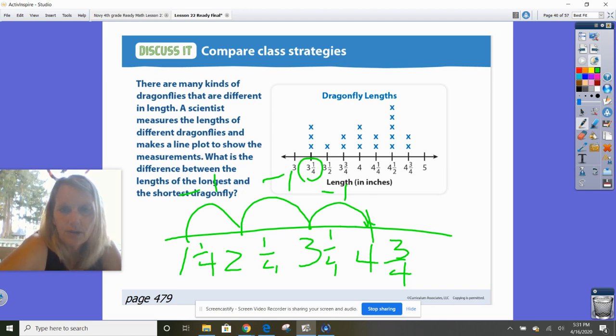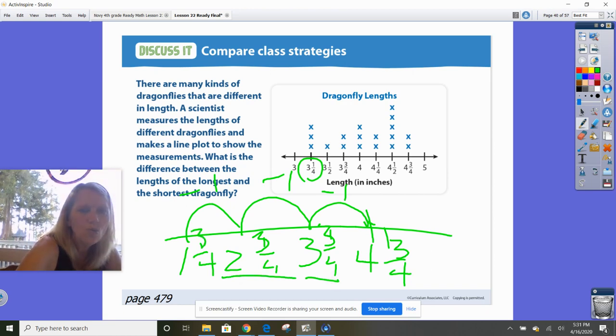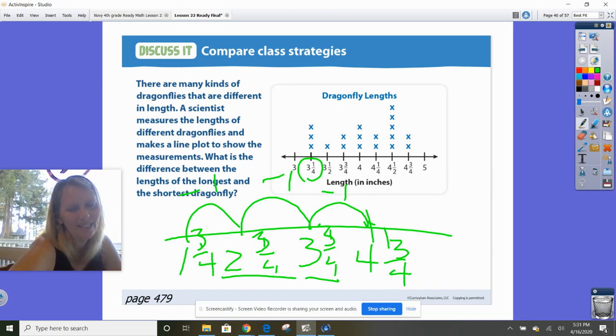So that's minus 1, minus 2, minus 3, and now I need to go 1/4. So I'm at 1, let's, oh, I wrote that wrong. 4 3/4 minus 1 would be 3 3/4. Hopefully you noticed my error there. Okay, so 4 3/4, 3 3/4, 2 3/4, 1 3/4. That makes much more sense.